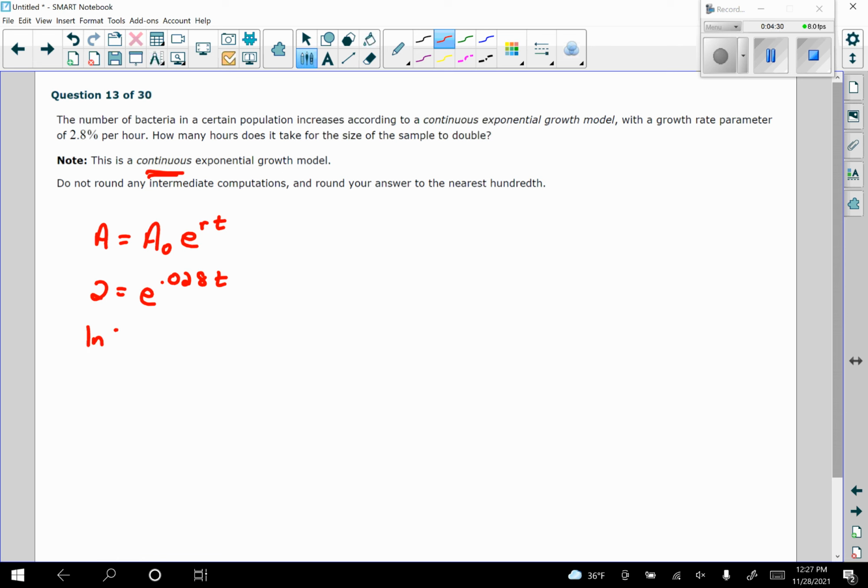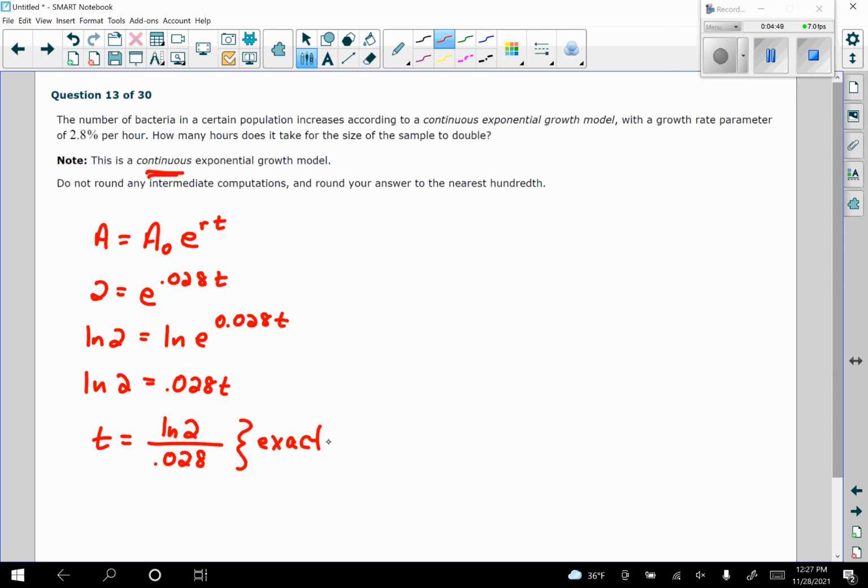So what I want to just do is take the natural log of both sides. So we get the natural log of 2. This is just going to drop down to a 0.028t. So t is going to equal the natural log of 2 over 0.028. Again, this is the exact answer. T would be approximately, we want to round to the nearest hundredth. So go ahead and type that in. We should get 24.76, and we're in hours.